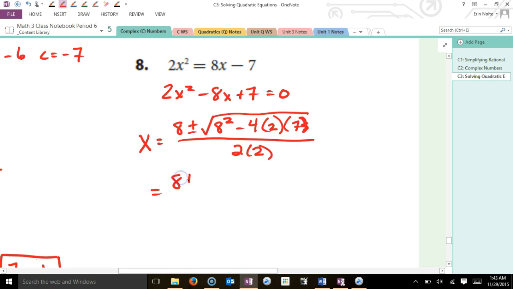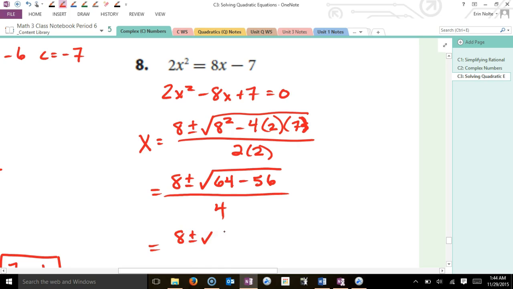Okay. So on the inside I have 8 squared. What's 8 squared? 64. And then I'm going to subtract. I got 4 times 2. What's 4 times 2? 8 times 7? 56. Then I got 4 on the bottom. So then I can subtract 64 minus 56 is 8.